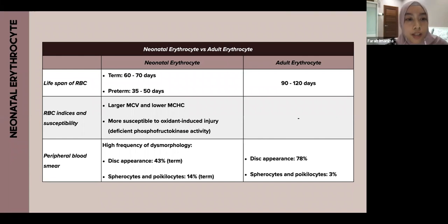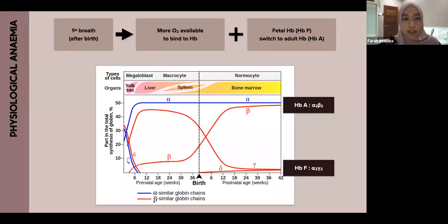Next, I would like to talk about a special condition that occurs in this baby. It's called physiological anemia. Physiological anemia is a type of anemia that occurs in the healthy term infant. It is essentially a benign anemia. Usually they are asymptomatic and no treatment is required for this anemia.